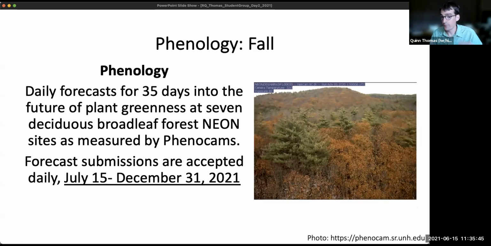And in the fall, I need to change this. This should be redness. In the fall, we're forecasting both greenness and redness, because redness is really neat: redness spikes in the fall as greenness goes down, and then redness goes down as the leaves are dropping. You can think about this as forecasting when is it best to go see the colors at this site. That sub-challenge begins July 15th and runs through December 31.